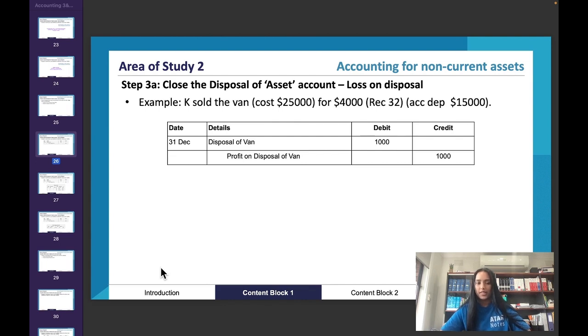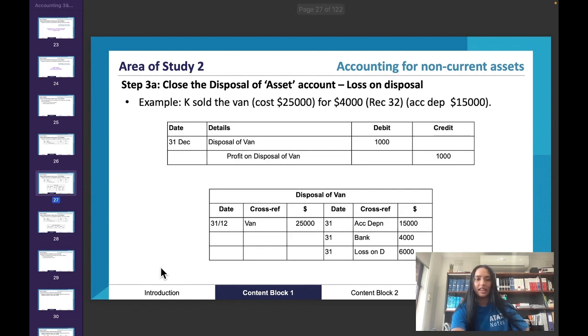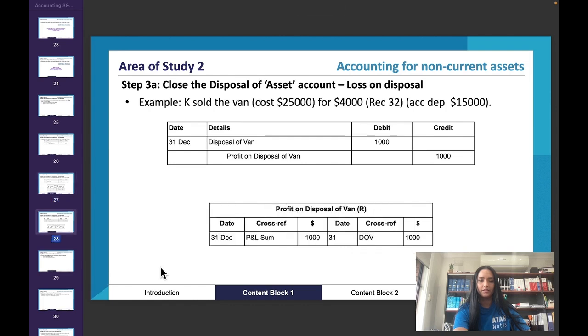So on 31st of December, we debit disposal of van $1,000 and credit, oh, in this case it was a profit, so we credit profit on disposal $1,000. And then this is what the disposal of van account looks like after that. And then if there was a profit, this is what the profit of disposal of van account looks like.